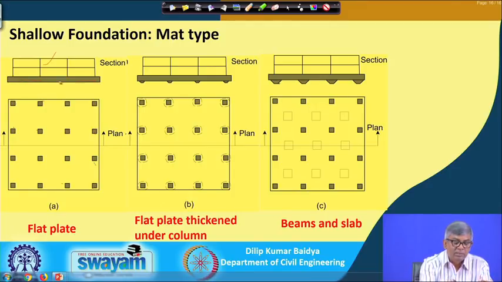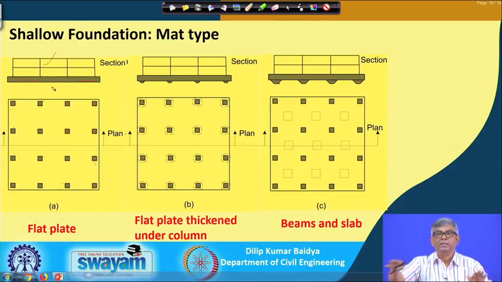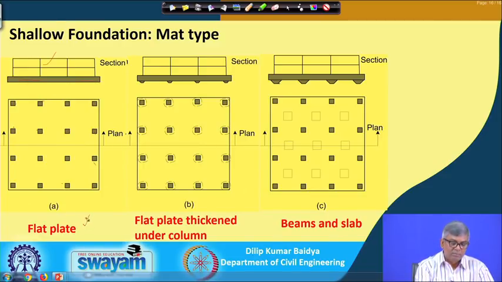That means the common plate, like throughout the building, just like a thick plate, is first constructed, and through that plate the columns are erected. So, that is called flat plate type mat foundation or raft foundation.